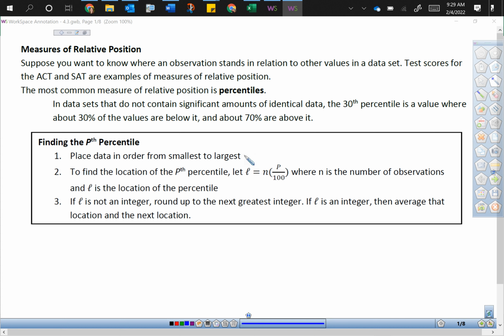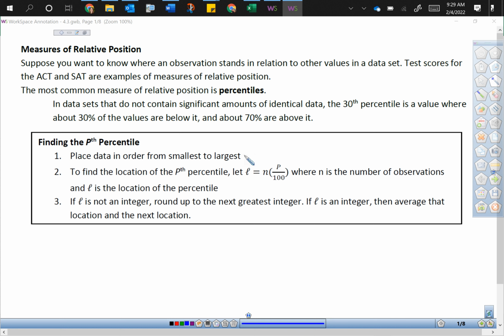When you get a 30 on the ACT, that doesn't mean you got a 30%. That doesn't mean you got 30 of the questions right. It's a measure of relative position. They take all of the students who took that test on the ACT and they find out where you scored in relation to those other students, and that's what your score really means.